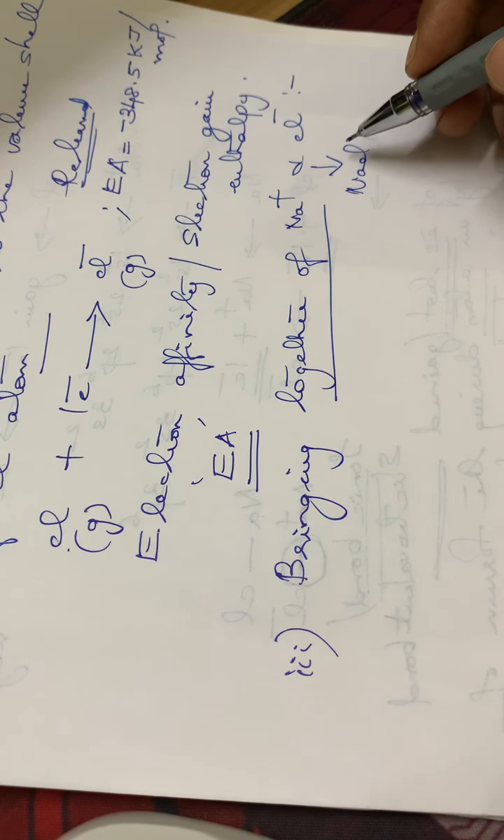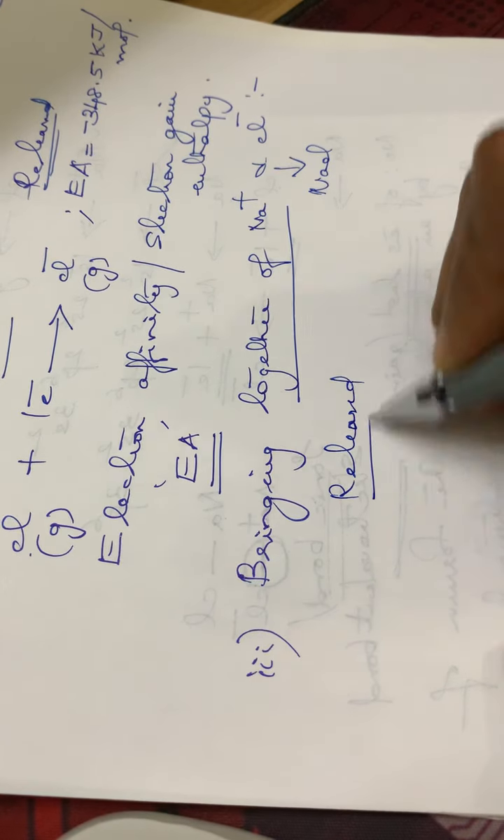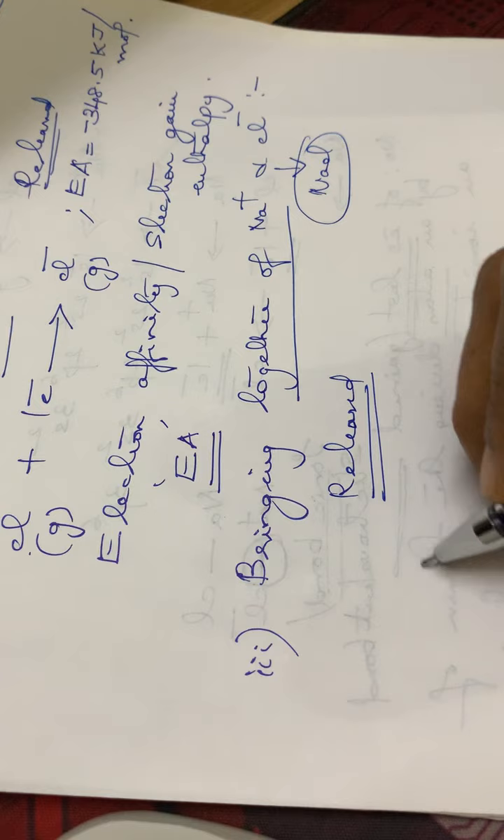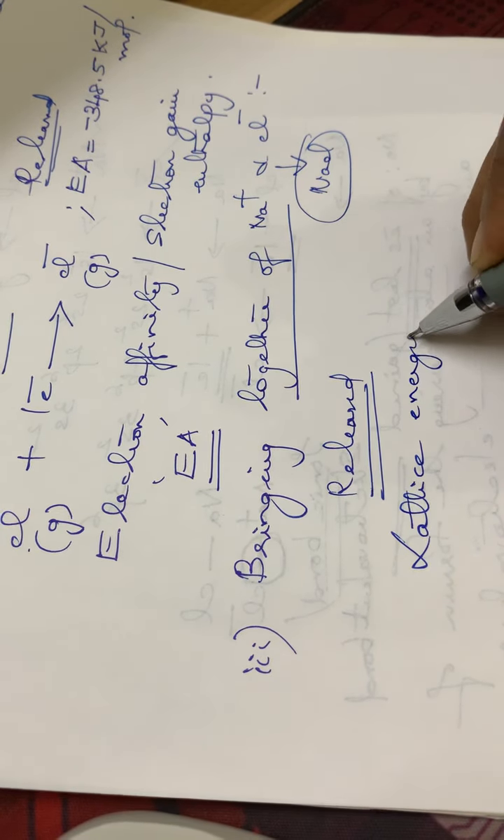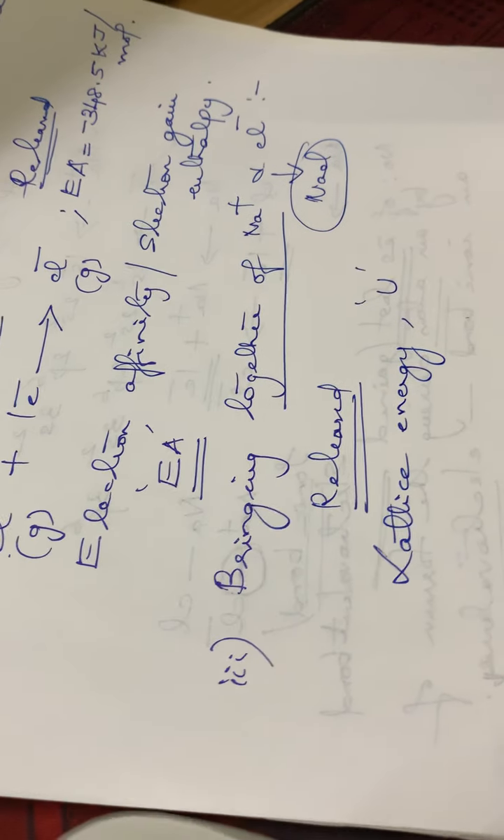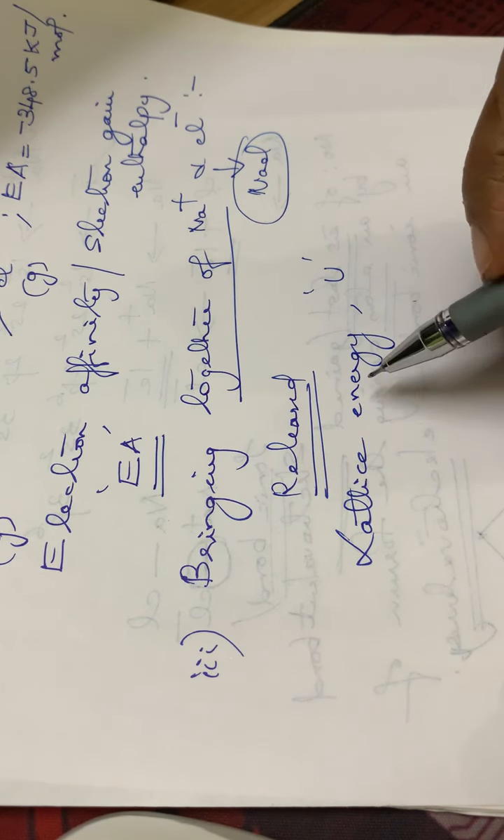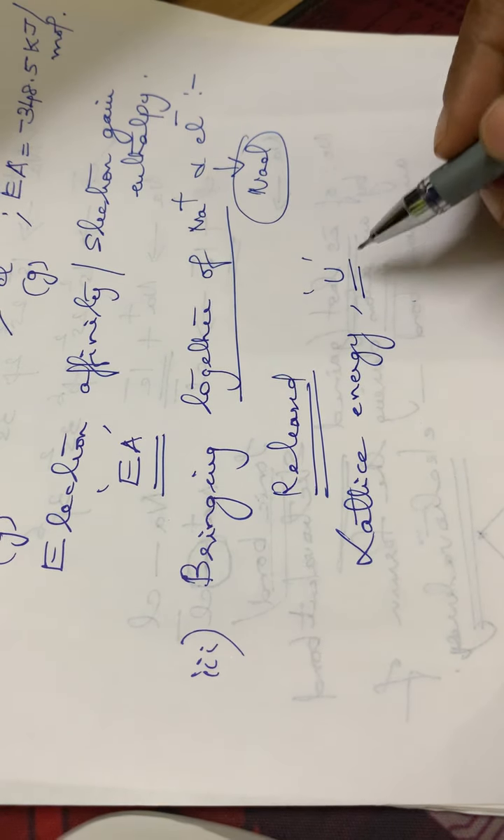happens is that some energy will be released. Here also some energy will be released during the formation of NaCl. So that particular energy we can write as the lattice energy. Lattice energy, and is shortly written as U. Okay. So the lattice energy means the energy released during the bringing together of two ions. Okay. So that is the lattice energy.